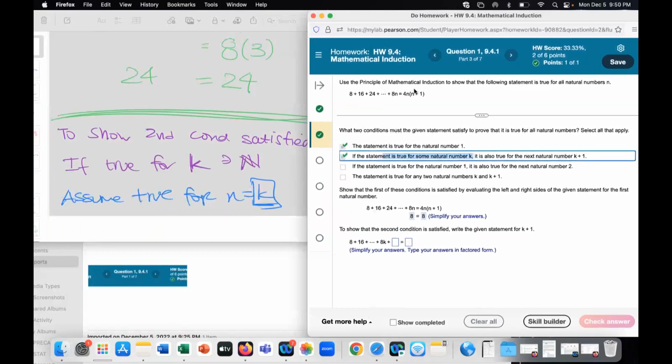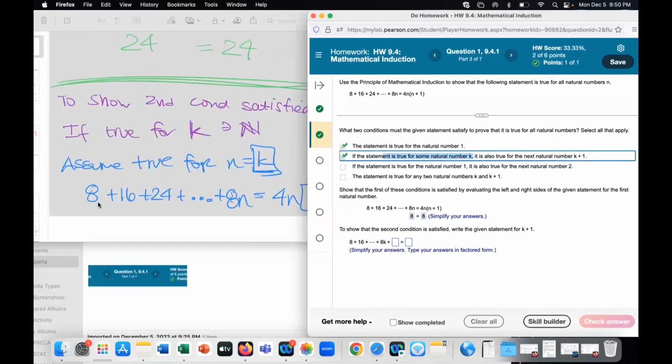And what I'm going to do is think about what that means. So I'm going to keep my 8, and I'm going to have a 16, I'm going to have 24. So all of those are going to be included. I'll keep my 8, my 16, my 24. I'm going to keep the ellipses, and then instead of n, I'm going to plug in k where I had an n here, okay? So if I have 8 plus 16 plus 24 plus dot, dot, dot, it's going to be 8, and instead of n, I want to plug in k.